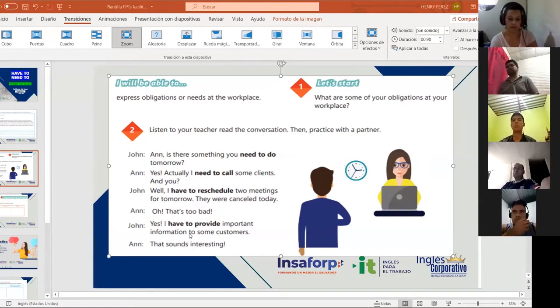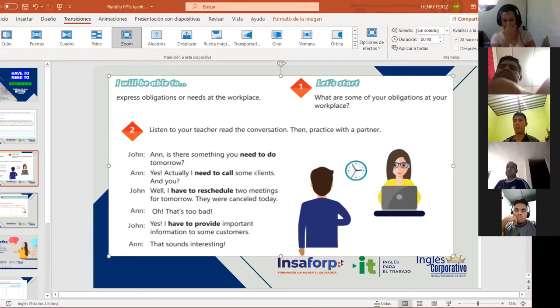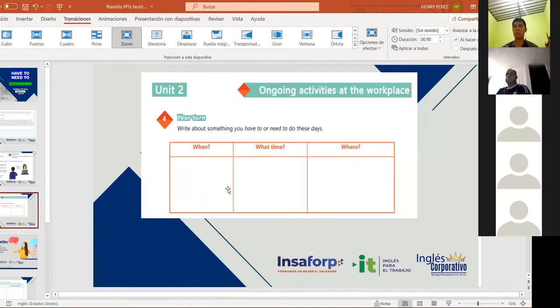Now, here, aquí dice, I have to provide important information. I have to reschedule. I need to call. I need to do some things tomorrow, cosas que necesito hacer para mañana, y aquí las está haciendo. Now, look at this. Vean esta gráfica. Es on page 27, en la página 27 de su manual, page 27. Ahí está.